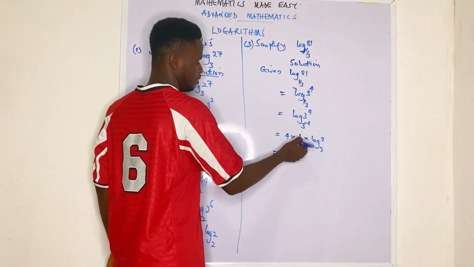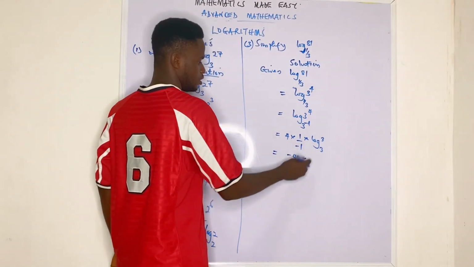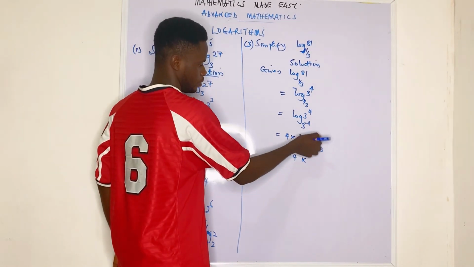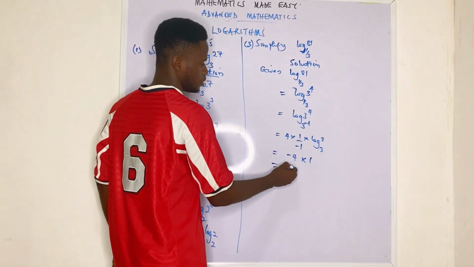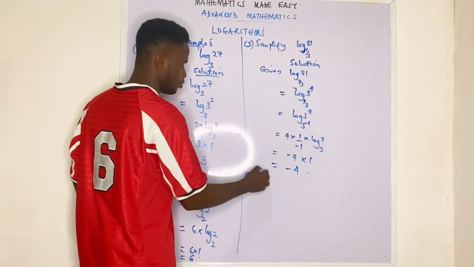As simple as that. And 1 divided by minus 1 is still minus 1. So 4 times minus 1 will be minus 4. Then times log 3 base 3 is 1 from the identity law. The final answer will be what? Minus 4. Simple as that. Let me give one more example under this.